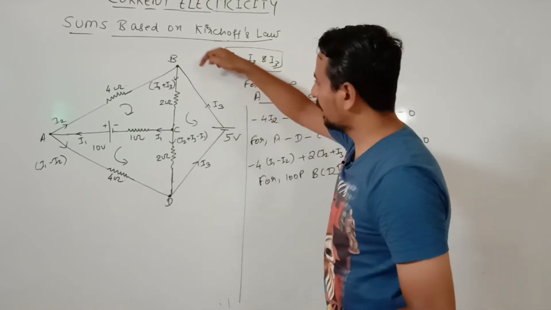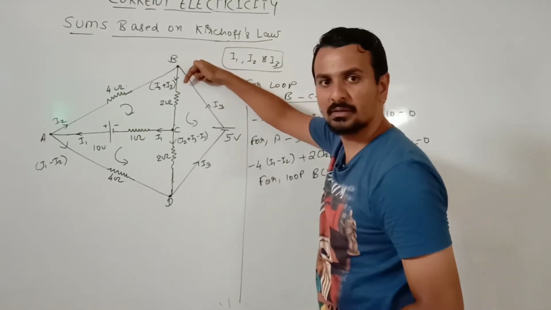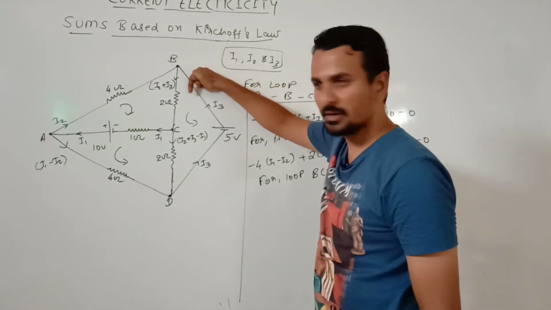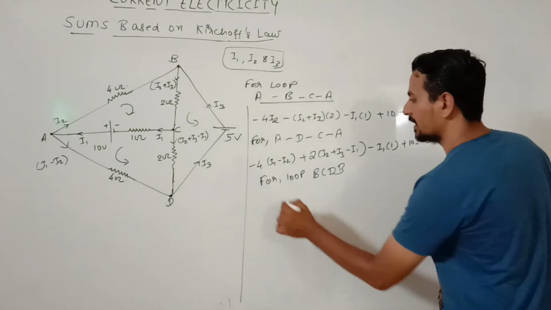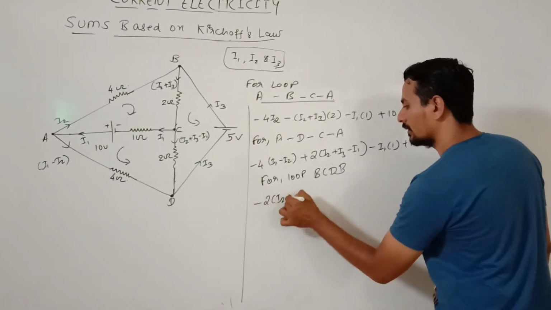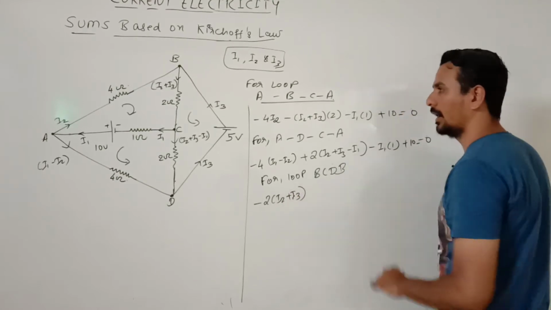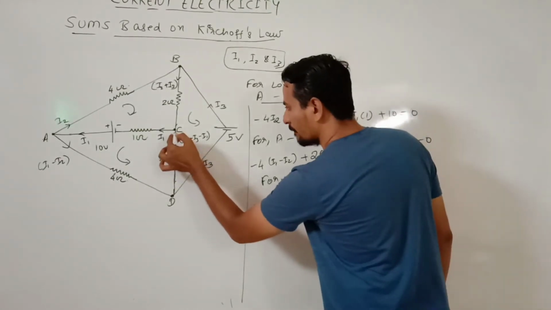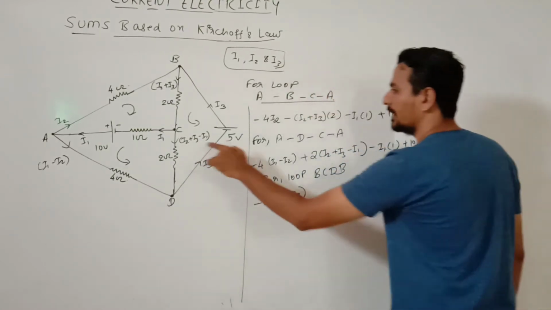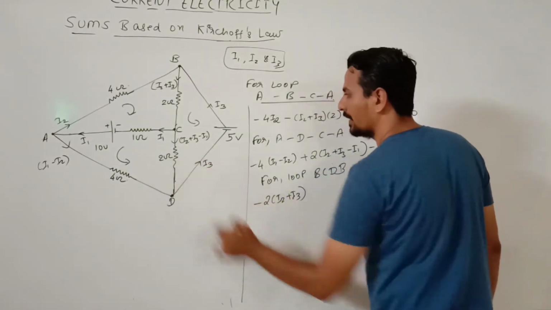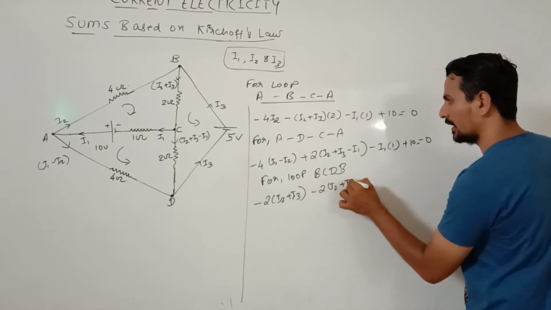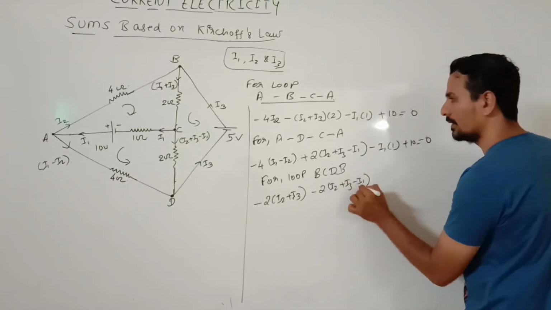Right? So again we are moving in this direction. This is the current I2 plus I3. It is also in the same direction. So the drop will be considered negative. So that is minus IR. Right? Again, R direction and the flow of current is in the same direction. So the drop across 2 ohm will be taken negative. So minus 2 into I2 plus I3 minus I1.